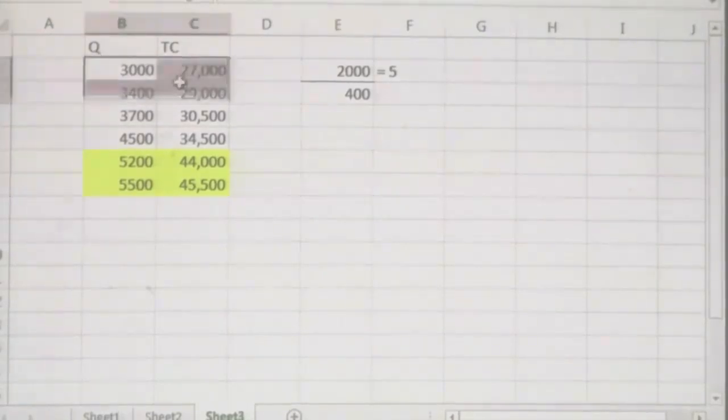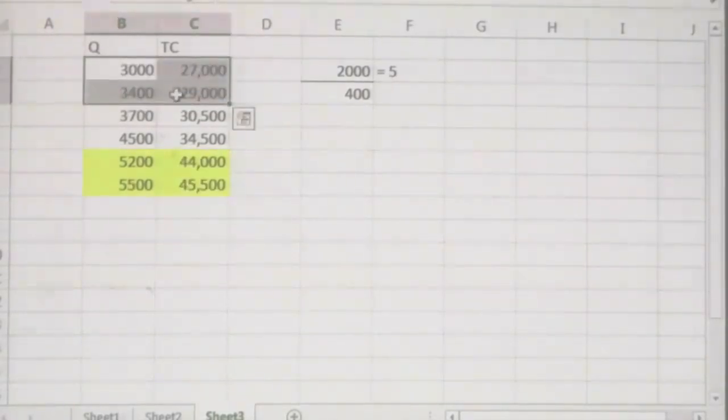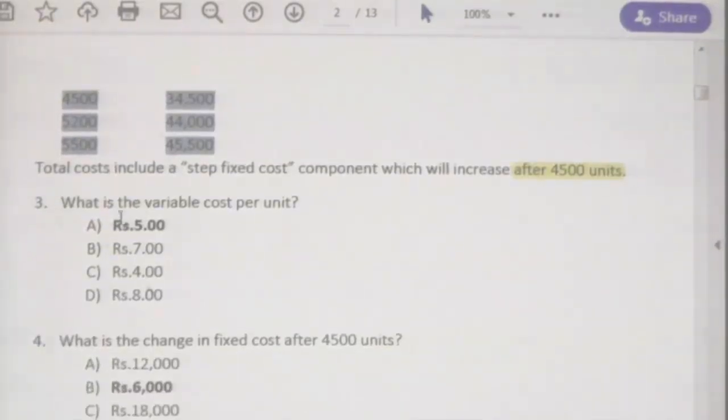Therefore, better to select two sets from this range or two sets from this range to find out the variable cost. Now, here we have selected these two sets to find out the variable cost. Delta total cost, the difference of the total cost divided by difference of the quantity, 2000 divided by 400, it is 5. Therefore, variable cost per unit would be 5 rupees. You can see the answer A, right?